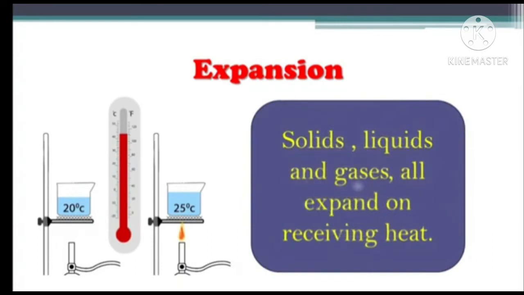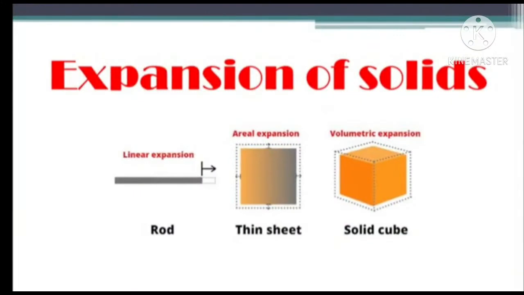And solids, liquids and gases all expand on receiving heat. That means when we heat any substance, it will expand or its volume will increase. So first we shall learn about the expansion of solid. In expansion of solid, we are going to learn three types: linear expansion in a rod, areal expansion in a thin sheet, and volumetric expansion, that is in a solid cube. So let's have a look at them.